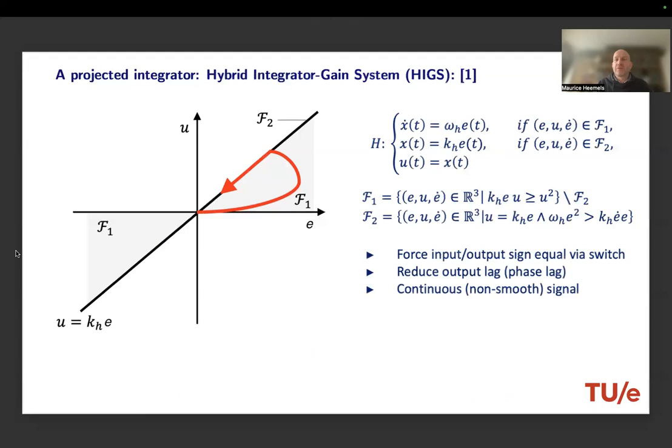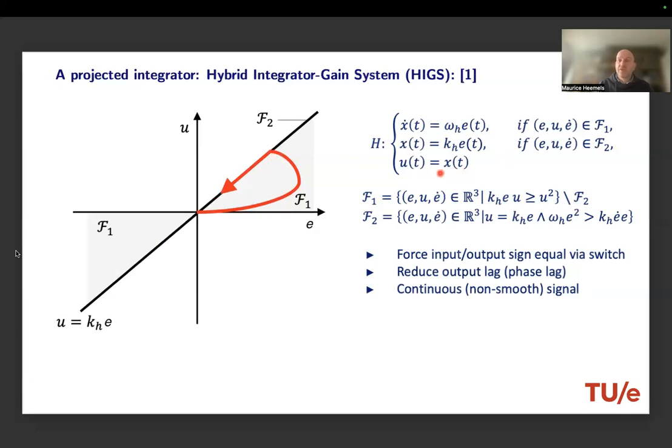If you do it explicitly, in fact, what you can get, you can write down the exact Higgs, right, which typically has integrator dynamics as long as certain conditions are true, and I will not go into full detail here. If certain conditions are true on E, U, and E dot, such that the vector field, so this dynamics, keeps us inside of the sector. At the moment that these conditions are not true, then essentially what we obtain is we need the projection to be active.